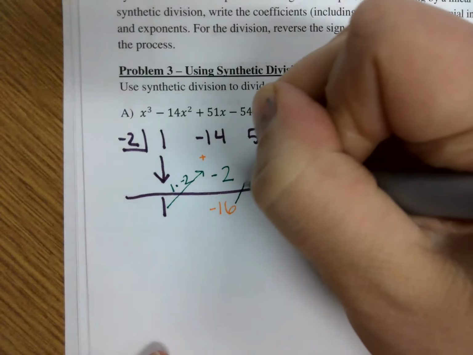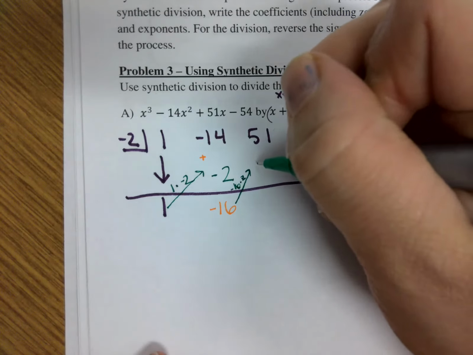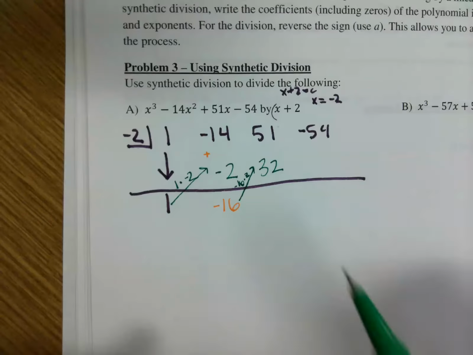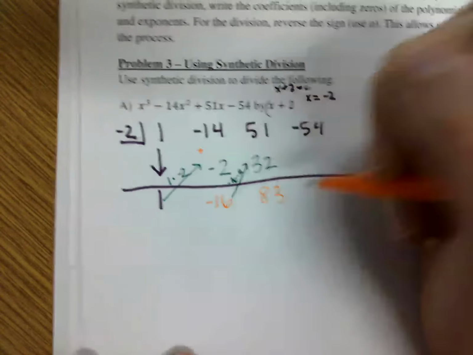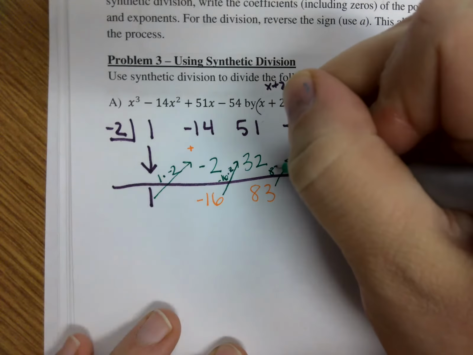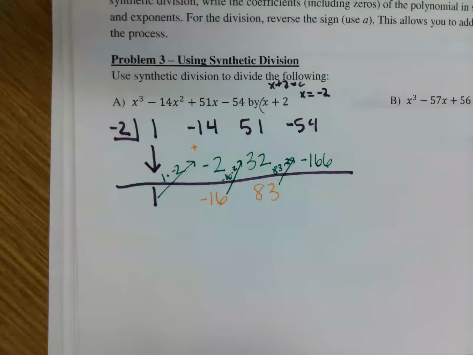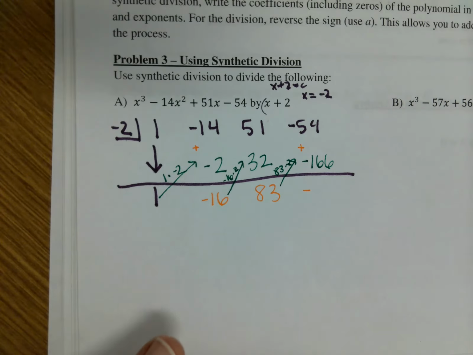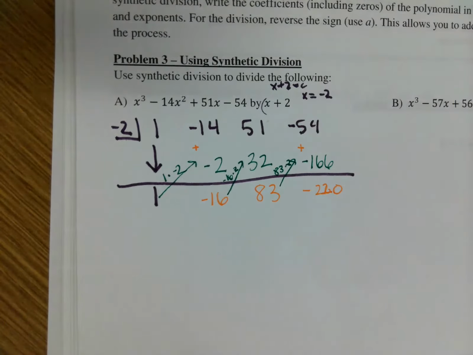I take that negative 16 and multiply it by negative 2. So this would give you a positive 32, because a negative 16 times a negative 2 is positive 32. And I add up and down. So 83. Again, to get here, I take 83 times negative 2, I get negative 166. And I add those two together, so this is going to give me a negative 220.